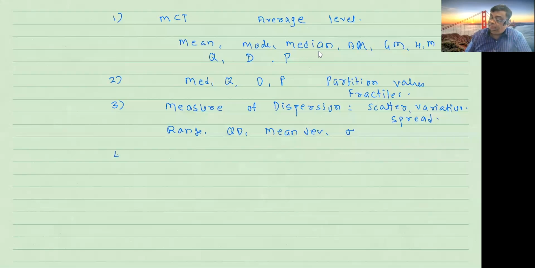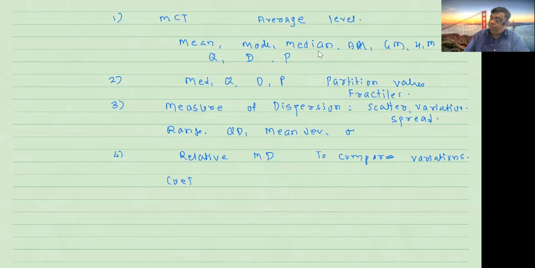Then remember, relative measure of dispersion. Relative measure of dispersion is to compare the variations in the two data sets.